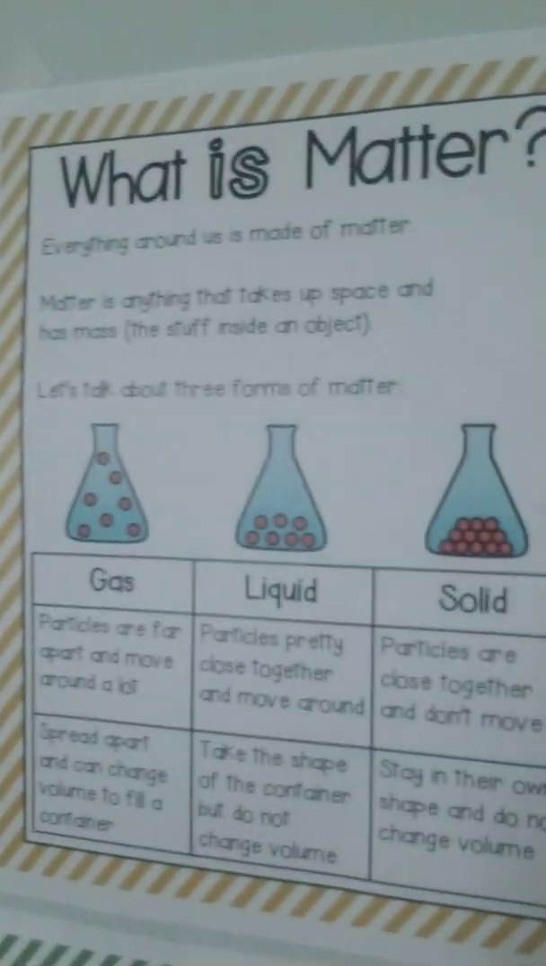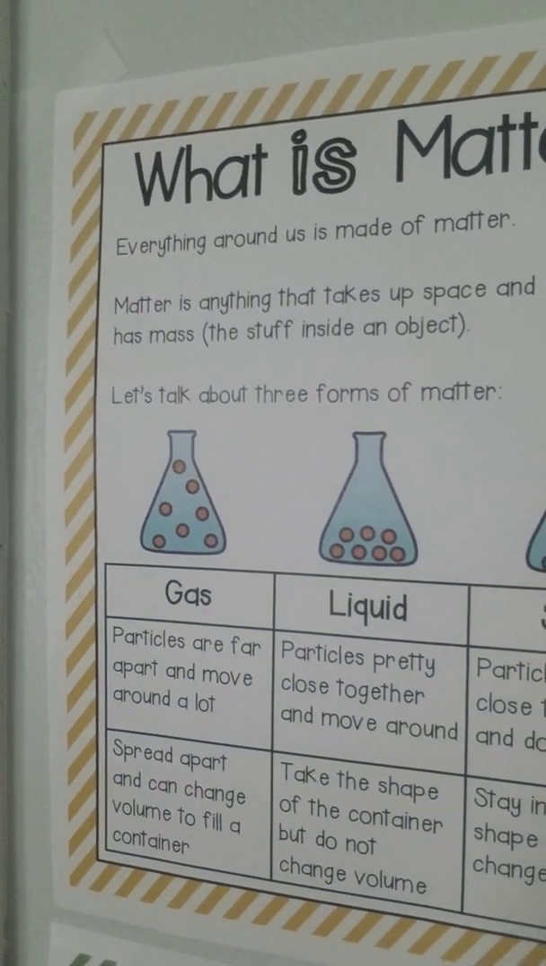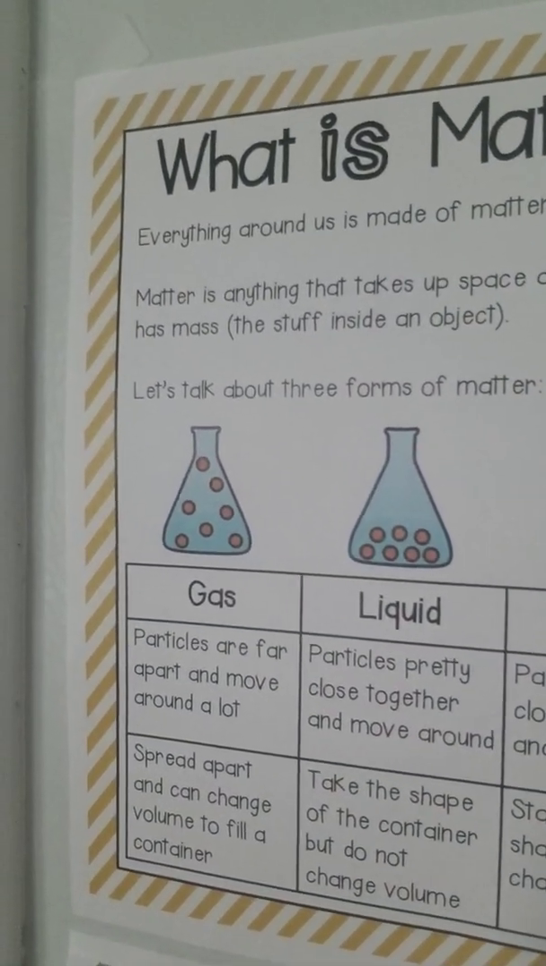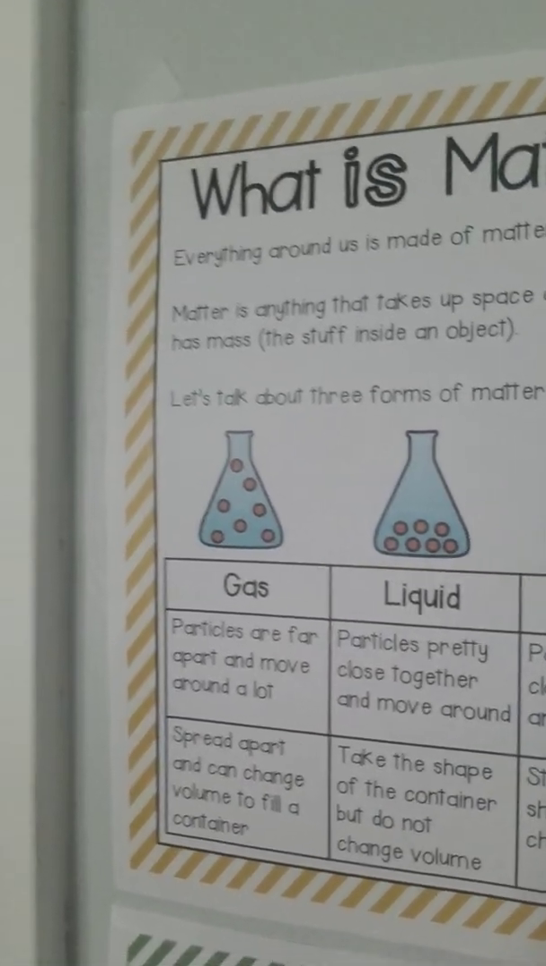So a liquid, if we look at those particles, they are pretty close together, but there's a space in between them and they move around. They take the shape of the container that they're in, but they do not change their volume. Okay. 3 ounces of water is still 3 ounces of water, no matter what container you put it in. That's what that's trying to tell you. And the particles of liquid have space in between them, not a lot, but a little, and they move together. Liquid moves. If you put water in a glass and you move it, it moves with you, doesn't it?